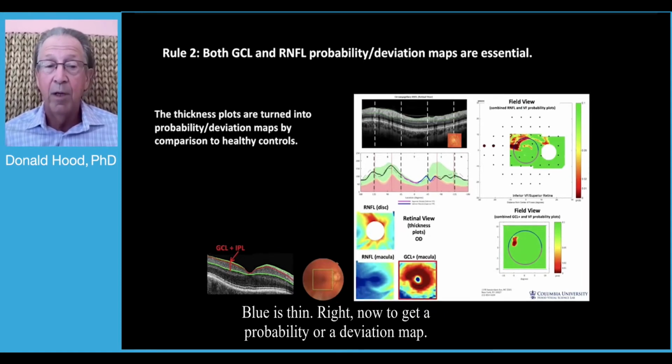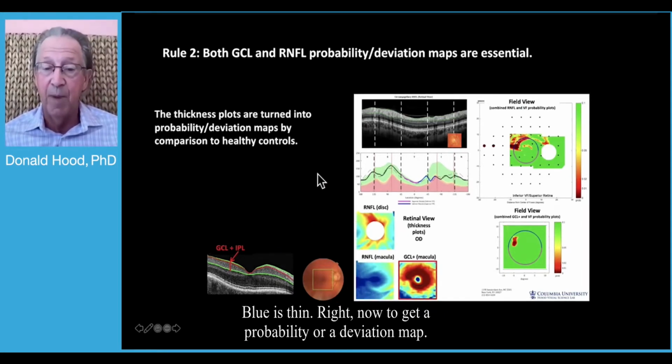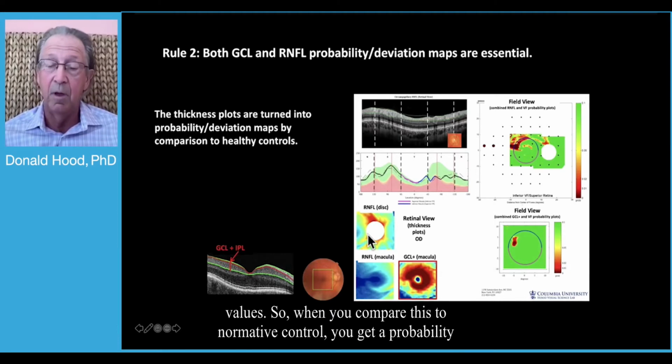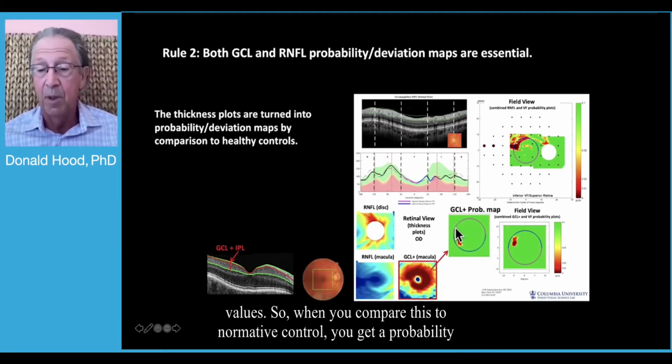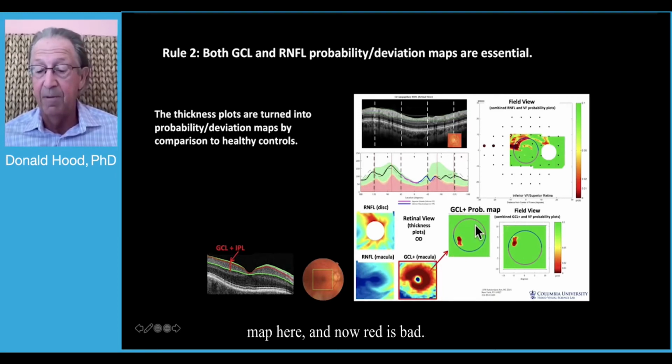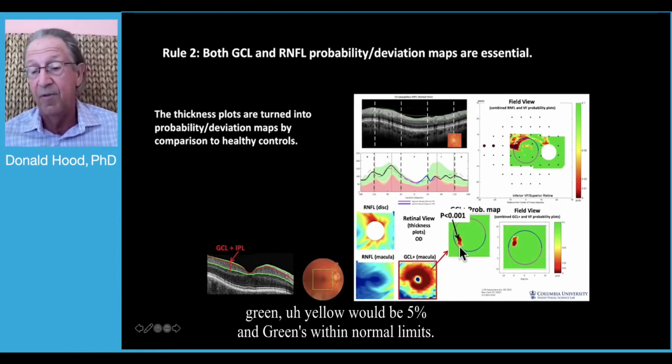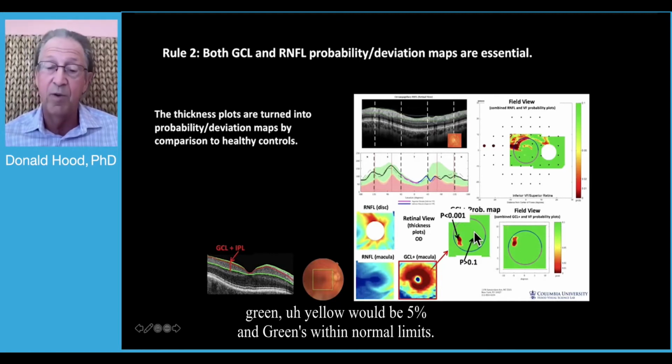Now, to get a probability or a deviation map, what the software does is it compares these thickness maps to normative control values. So when you compare this to normative control, you get a probability map here. And now red is bad. And in particular, red means abnormal at the 0.1% level, and red would be 1%, yellow would be 5%, and green's within normal limits.